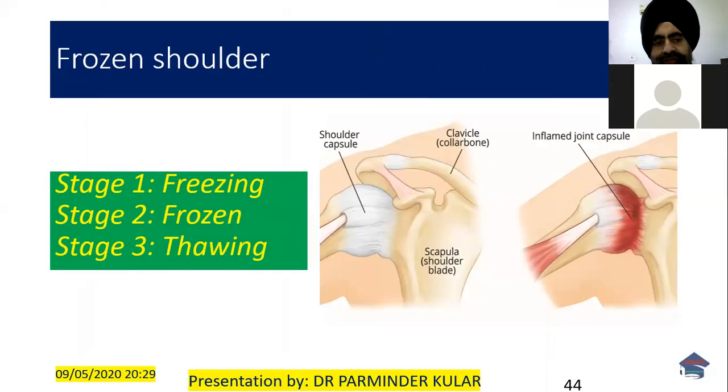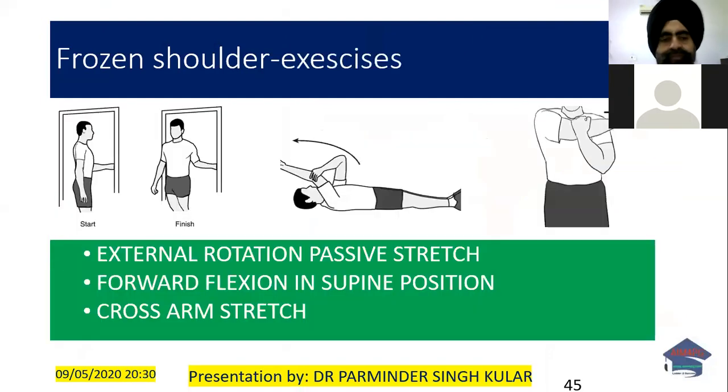Common lesion of the shoulder, frozen shoulder. This is just a restriction of the movement of the shoulder due to inflammatory adhesions in the capsule of the shoulder joint. It has 3 stages: the freezing, frozen, and the thawing stage. So what is to be done? We have to restore back or prevent the shoulder from decreasing the range of movement. We have to give the patient stretching exercises.